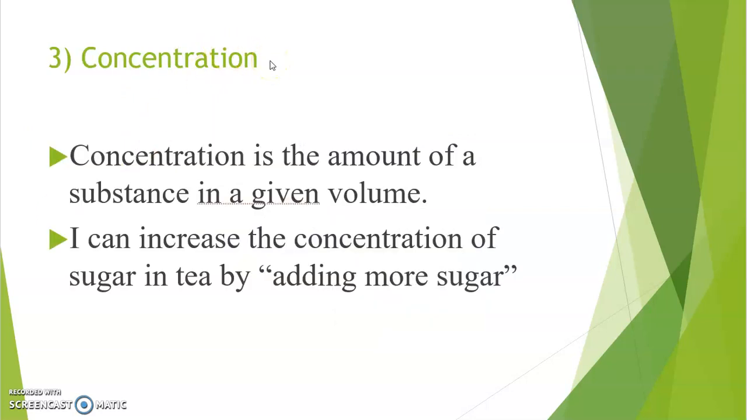Third, concentration. Now, before we talk about the factor itself, we need to define concentration. Concentration is the amount of a substance in a given volume. That's the amount. So, for example, if I'm making tea and I put enough sugar, if I add more sugar, the concentration of the sugar in the tea would increase. So the amount would increase. Okay, so what happens if I increase the amount?